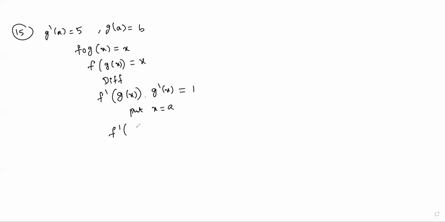Now I'll replace X value with A. Now what will you get? F dash of G of A into G dash of A is equal to 1. F dash of G of A is B, G dash of A is 5, is equal to 1. They're asking F dash of B only. That's why 5 goes to the right side, that is 1 by 5 is the answer. That is option A, the correct one. Next, question number 16.